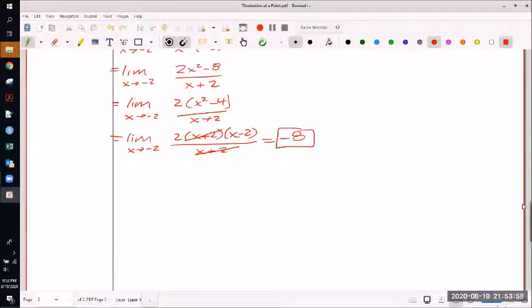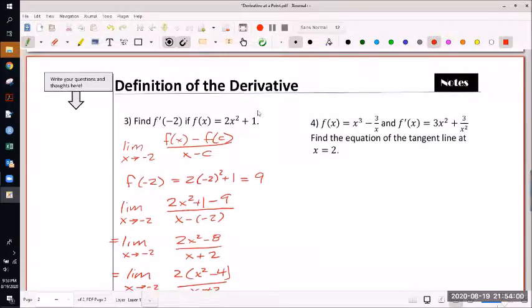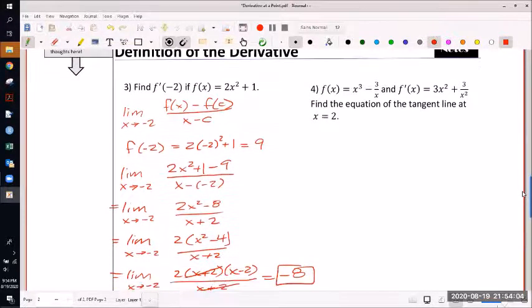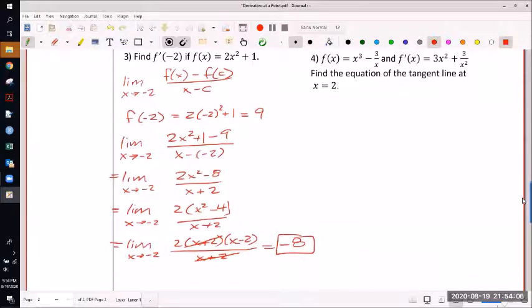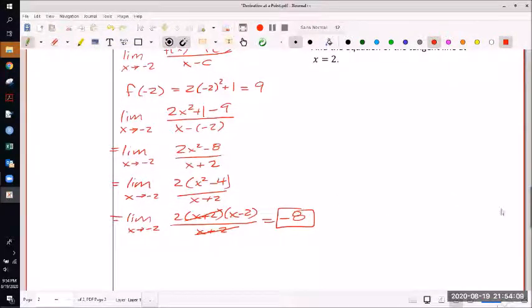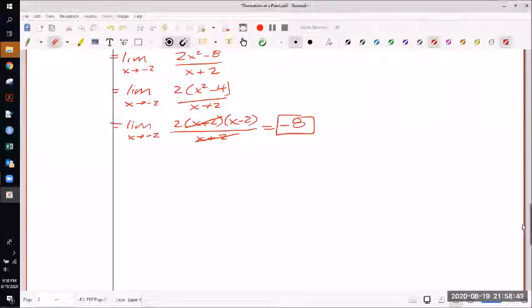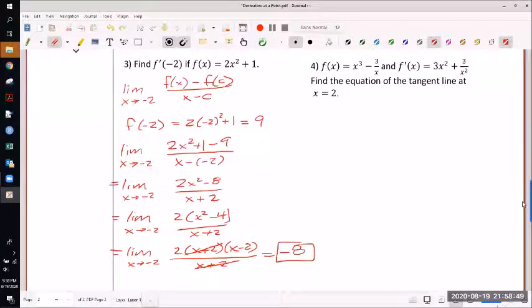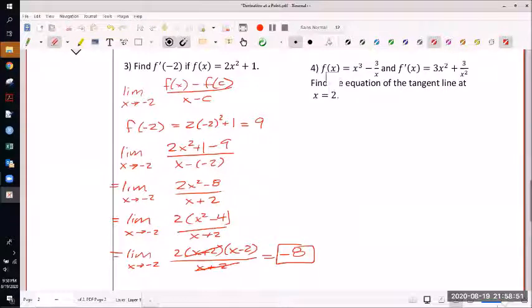So that tells me then that the instantaneous rate of change of this function at x equals negative 2, also known as the derivative of the function at negative 2, is equal to negative 8. For this other problem, it gives me the function f of x is x cubed minus 3 over x, and f prime of x is 3x squared plus 3 over x squared, and it wants me to find the equation of the tangent line at x equals 2.